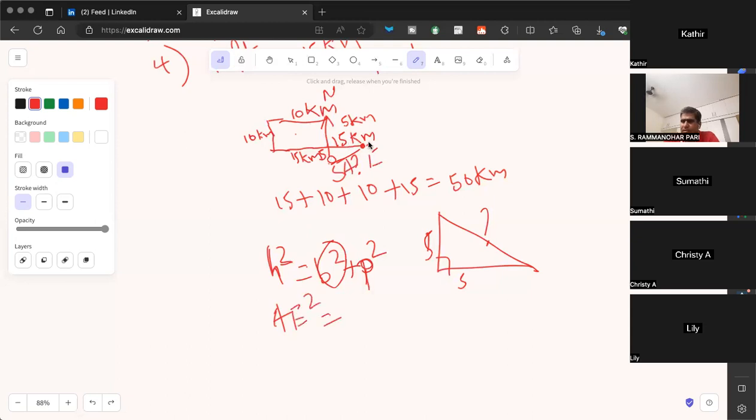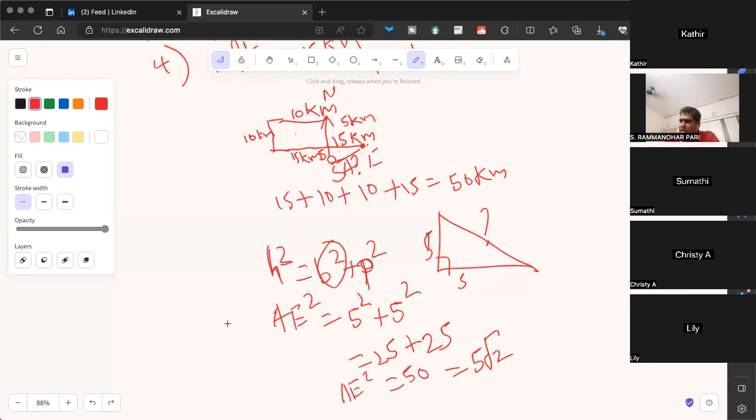Now tell me, what is the base here? Base is 5 kilometers. Both are 5 only. So 5 square plus the other side also 5 square. So totally how much? 5 into 5 is 25, plus 25 is 50. But see, this is AE square, so we need to find the square root. That's simply 5 square root of 2.